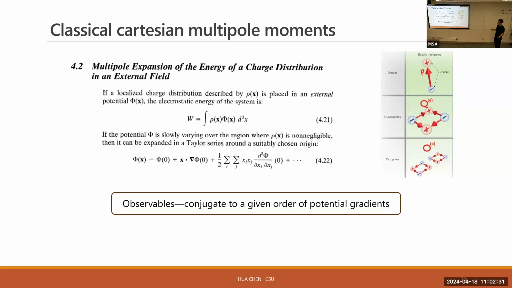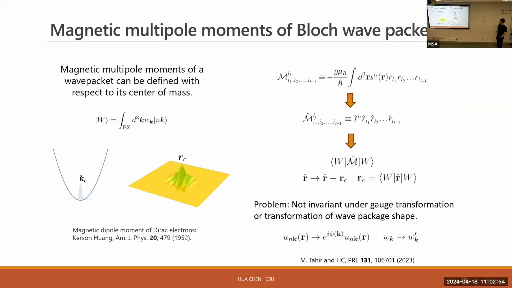So this is fine for a given finite system in equilibrium, but our goal is to talk about transport of multipole moments. And that's another level of difficulty. How can you even come up with a well-defined sense of transport of this thing that is even hard to define in ground state or in equilibrium? This led us to the idea of defining multipole moments for individual electrons.